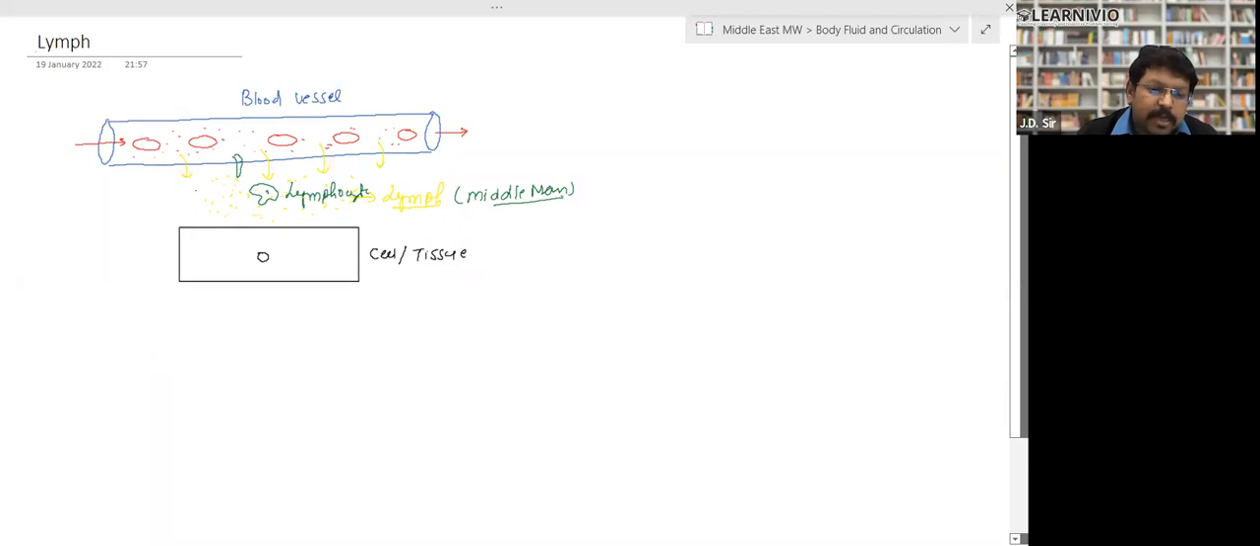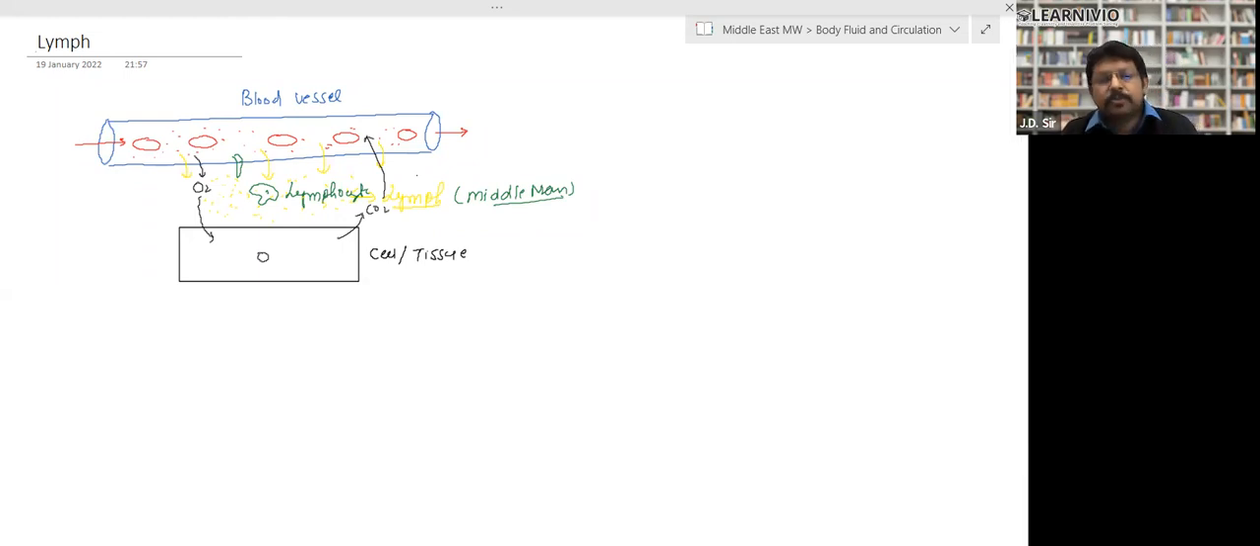If the blood capillary has to give oxygen, then oxygen will come first to the lymph, and the lymph will give it to the cells. And if the cell has to transfer carbon dioxide, it will be released in the lymph, and then the lymph will give it to the blood capillary. If the cell wants to take nutrition, it has to take it through the lymph. If the cell has to give excretory products, it has to give them with the help of lymph. So that's why lymph is called the middleman.